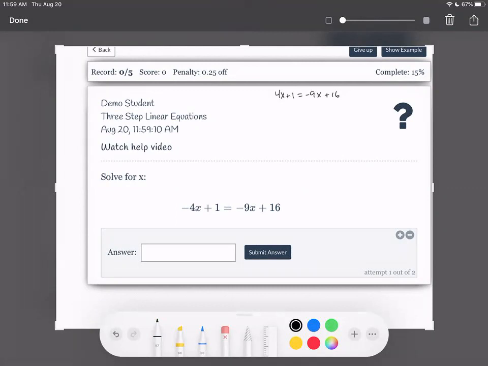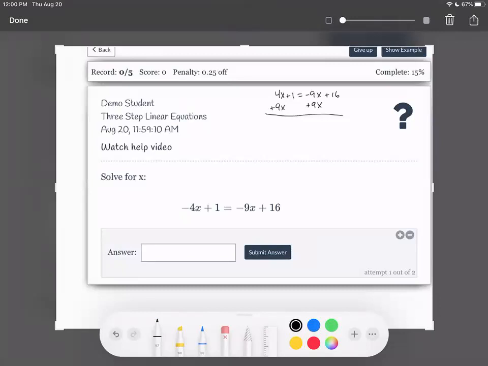What you want to do here is bring your x values to one side and bring the numbers to the other side. For example, you can bring the 4x to the right, or you can bring the 9x to the left. It doesn't matter, both will give you the correct answer. In this example, I'm going to bring the 9x to the left. Right now it is a negative 9x, so the opposite is to add 9x. I'm going to do that on both sides of the equal sign.